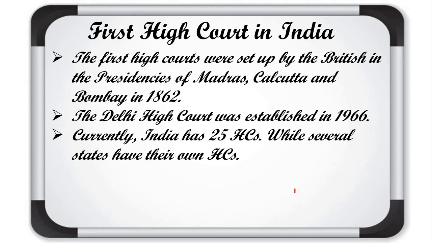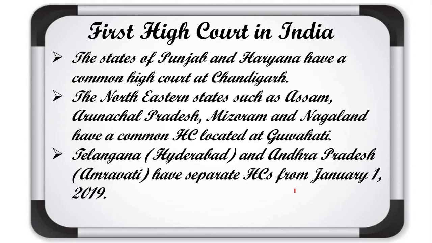Actually, there are a total of 25 High Courts, and what is the reason behind it? Some states have a common High Court. As you know, the states of Punjab and Haryana have a common High Court at Chandigarh. And if we talk about the northeastern states, Assam, Arunachal Pradesh, Mizoram and Nagaland have a common High Court. And where is this High Court? That is in Guwahati. So you must know about it.